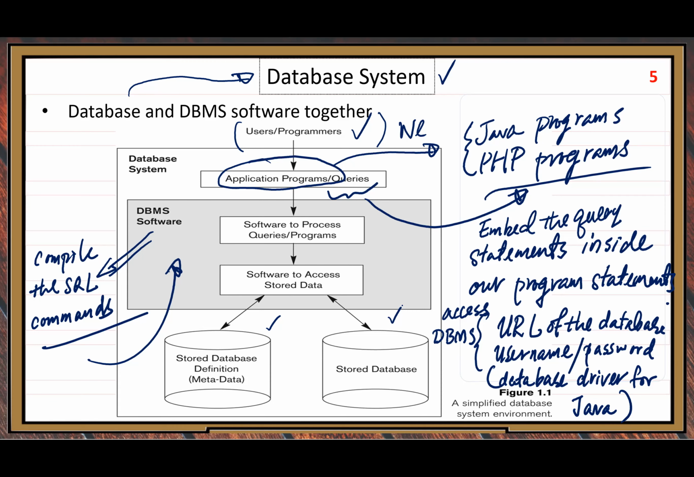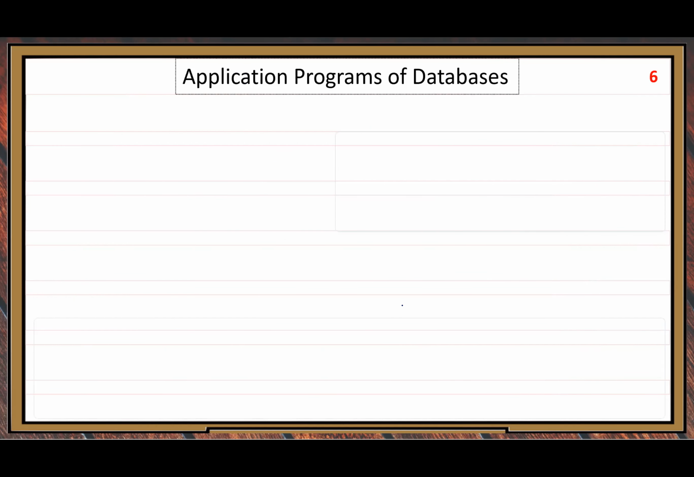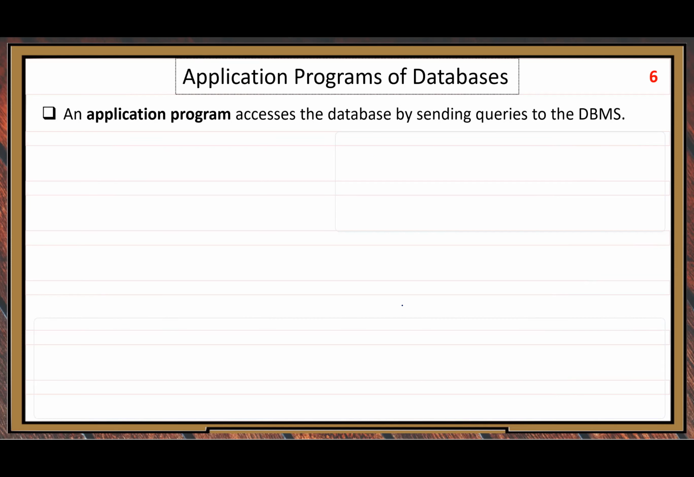All right. Okay. Application programs of databases. Now we need to see what we need to do inside application programs. An application program accesses the database by sending queries to the DBMS. In this class, I cannot show you examples, but I will try to find a few examples to show you.